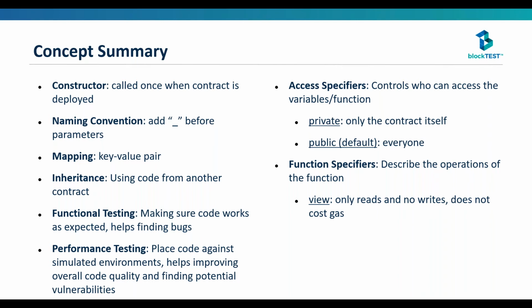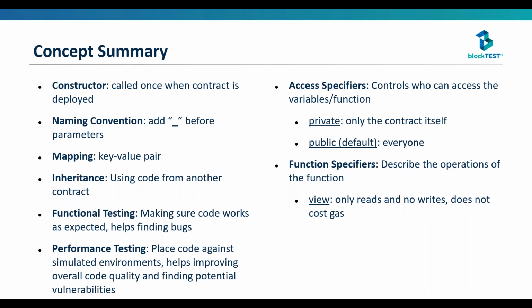And we went over access specifiers, which say who can control and who can access this variable and function, such as private and public. And we also went over function specifiers, which in this case we talked about view, which is a kind of function specifier that tells us this function only reads and doesn't need to store any information, and it does not cost any gas.